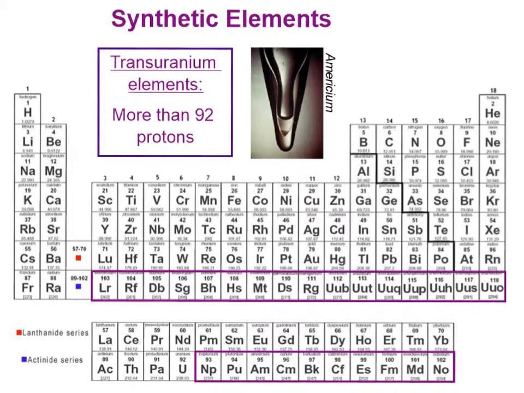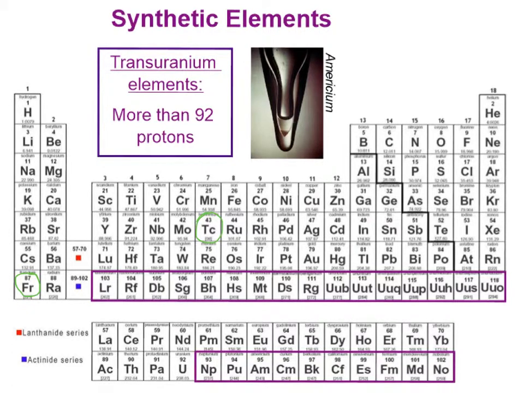By 1935, there were only 4 elements that were not transuranium elements that were missing from the periodic table. One of them was francium, right here. That was discovered in 1939. But the other ones were technetium, element number 43.